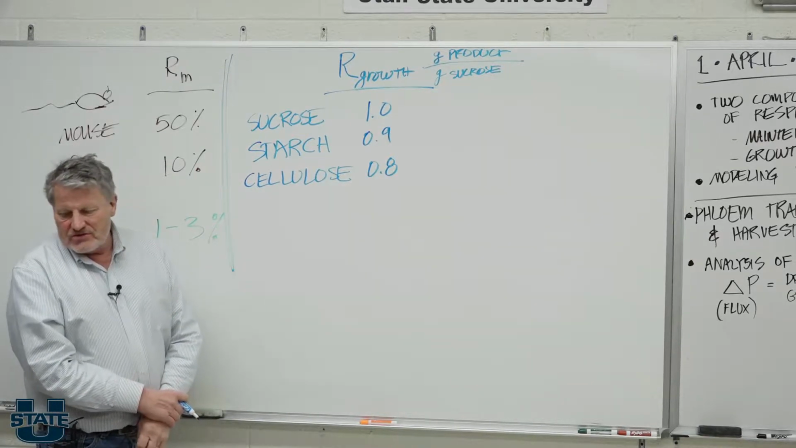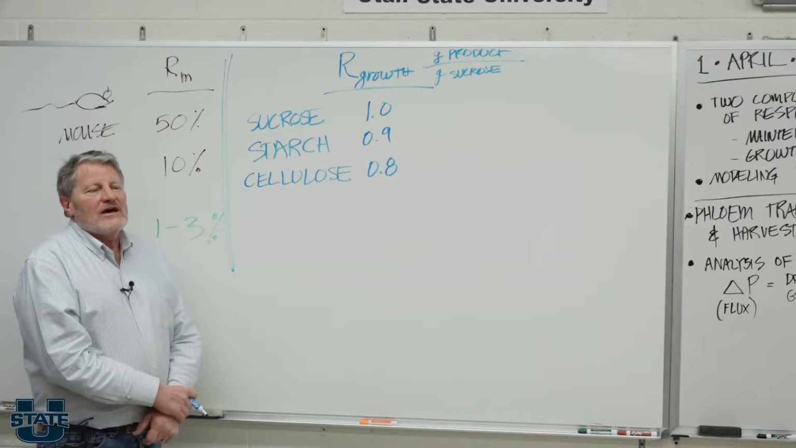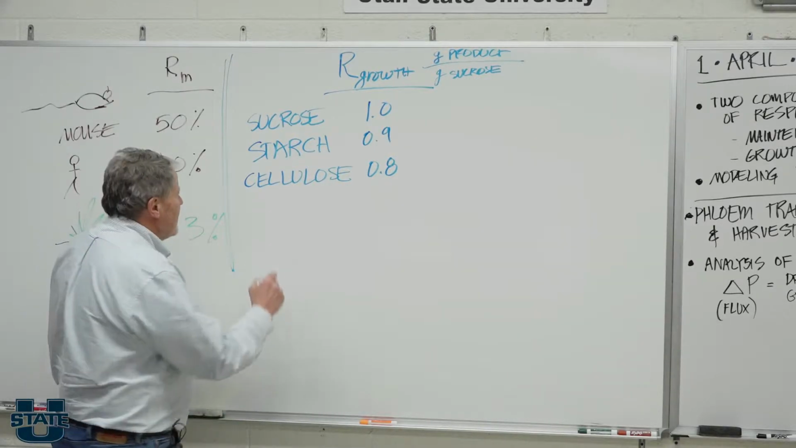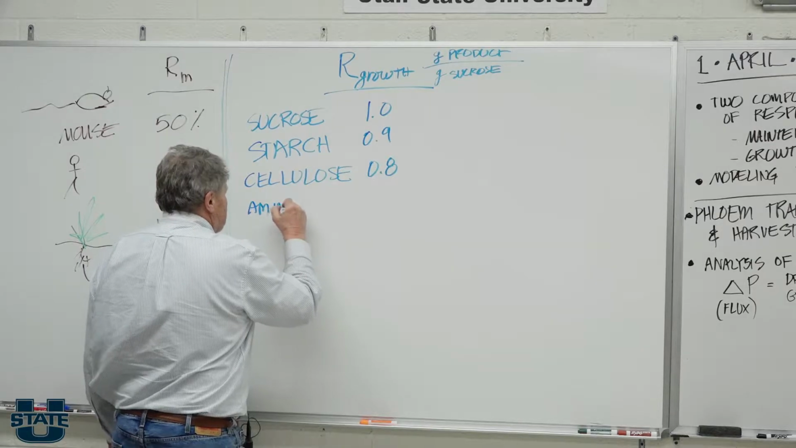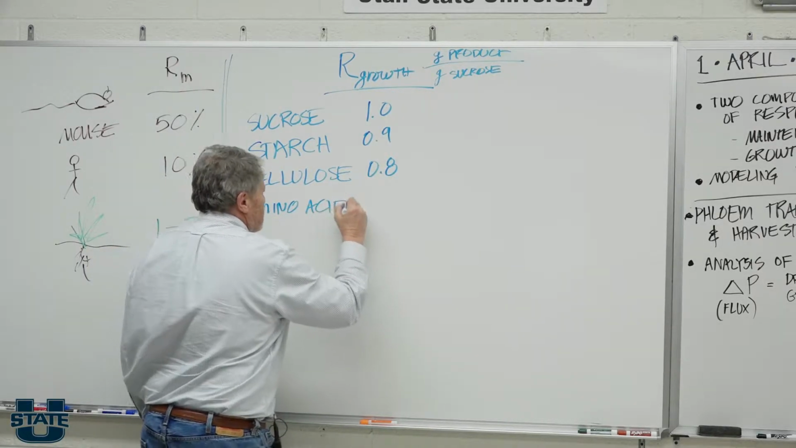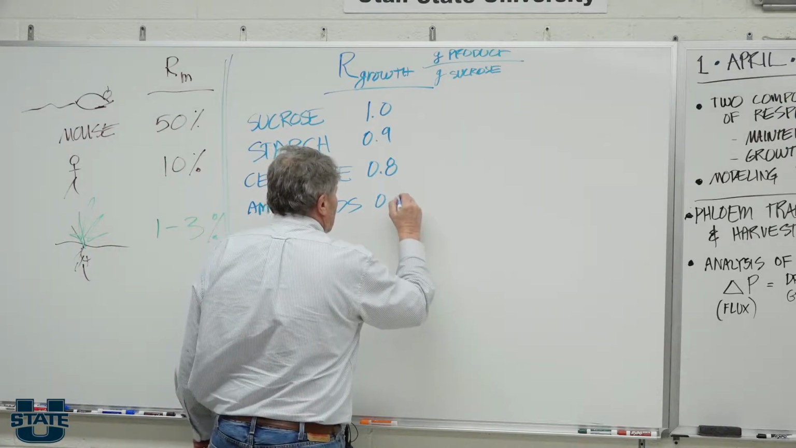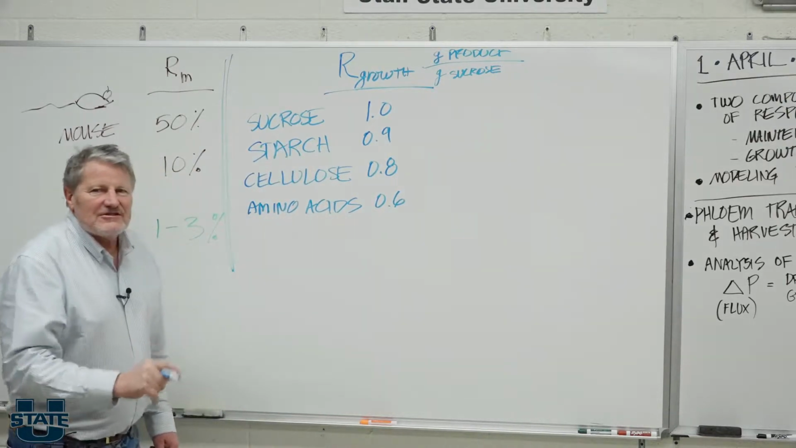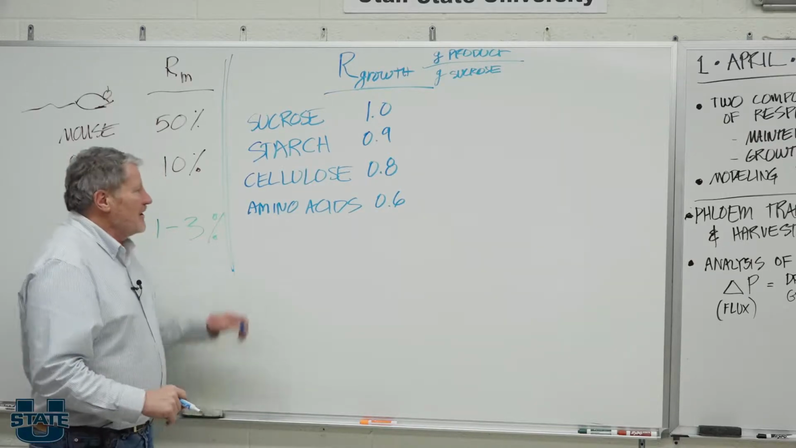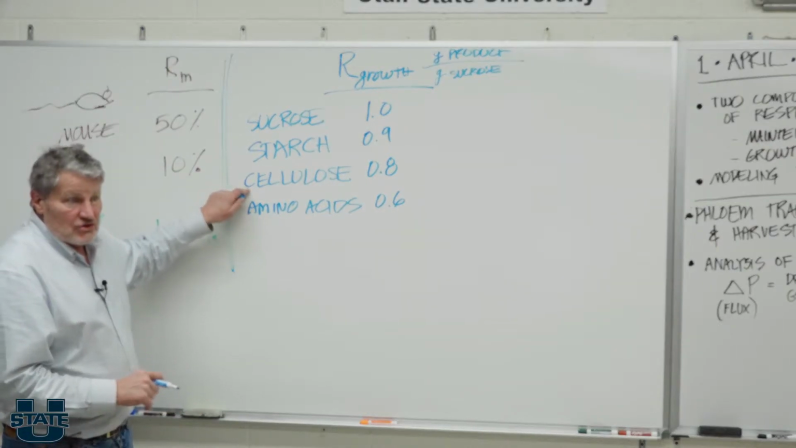Now we need to do the next, amino acids. Harder to make. I don't have these numbers all memorized. I gotta look at my notes. 0.6. Amino acids are a lot harder to make than cellulose.